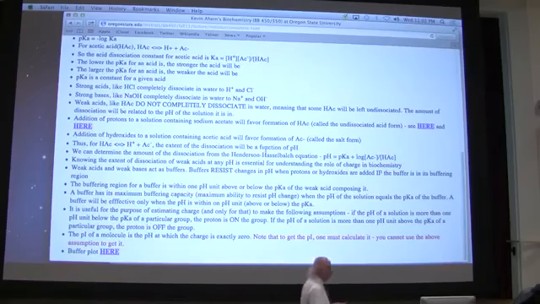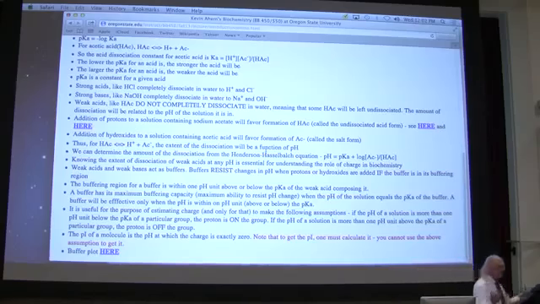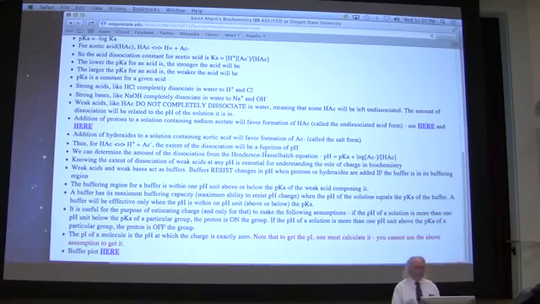I get students that crunch numbers really well, and they make a slight mistake, and they get a number that doesn't make any sense at all, and they don't realize that. So understanding it from a practical sense will tell you if what you thought you calculated is correct or not.